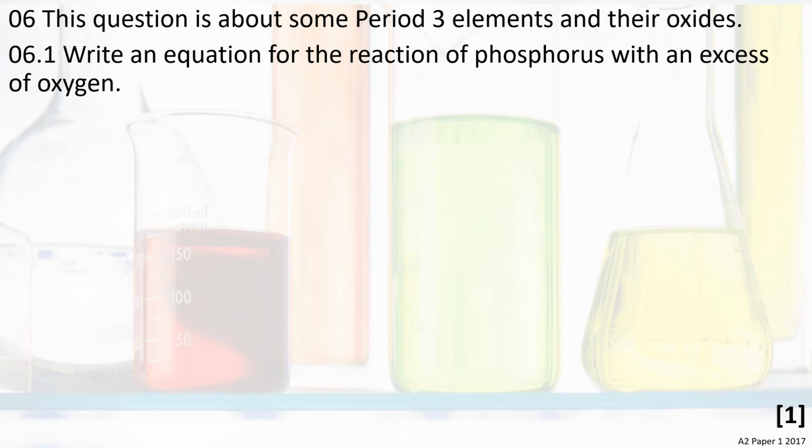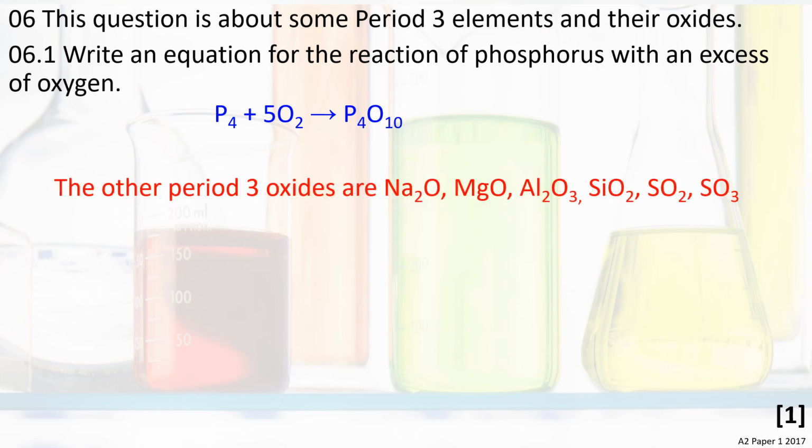Phosphorus catches fire in air, reacting spontaneously with the oxygen present. Phosphorus oxide is P4O10. Here's the balanced equation. The other period 3 oxides are Na2O, MgO, Al2O3, SiO2. Sulfur makes two common oxides, SO2 and SO3.